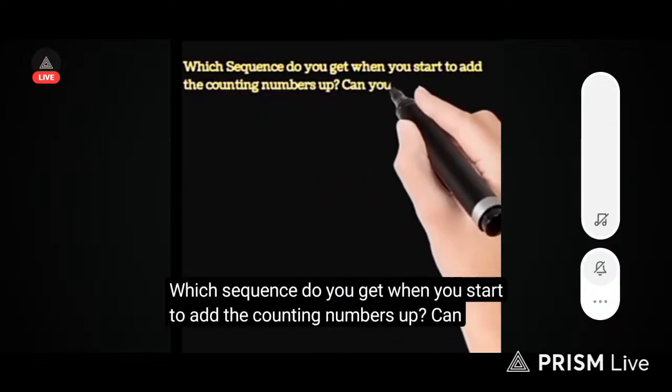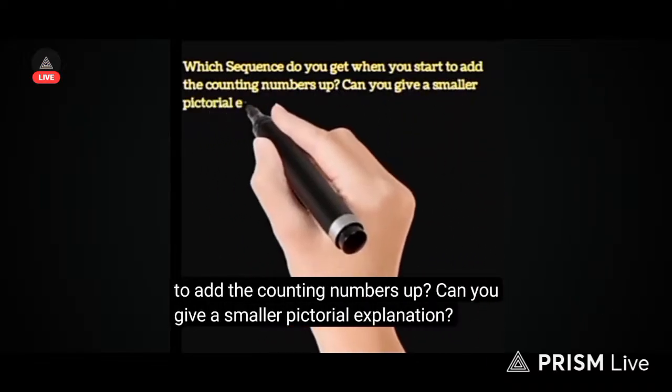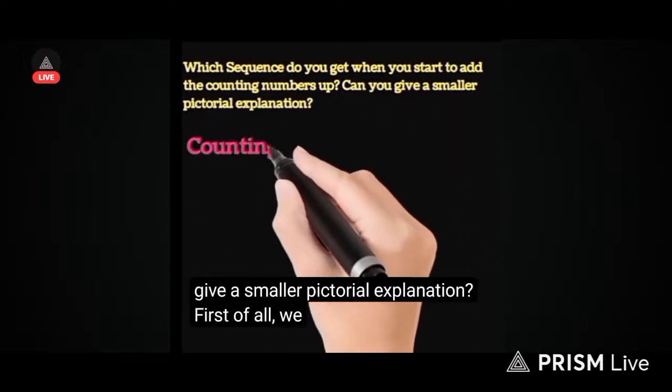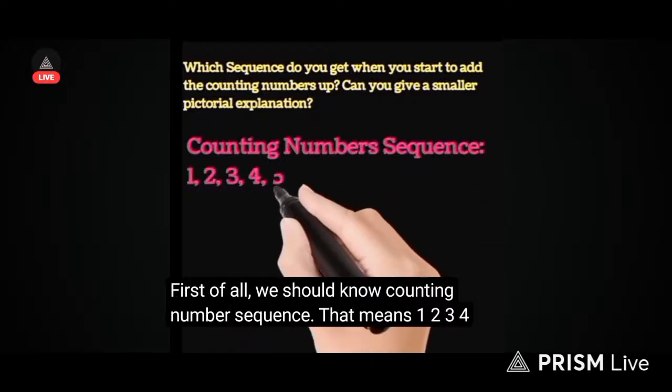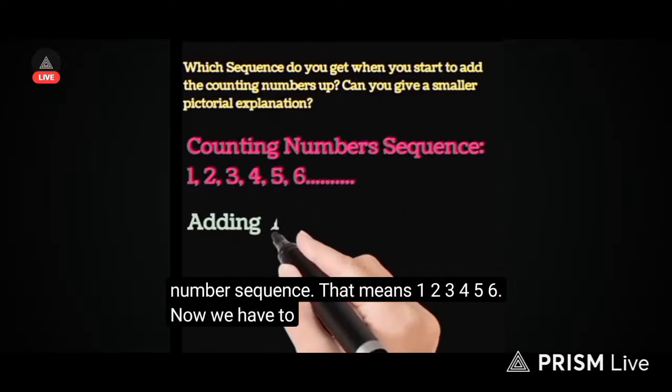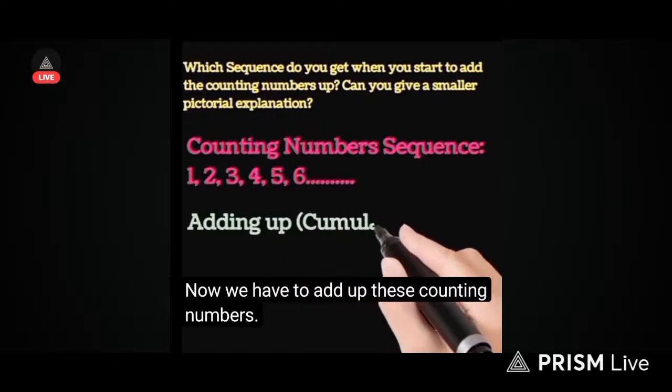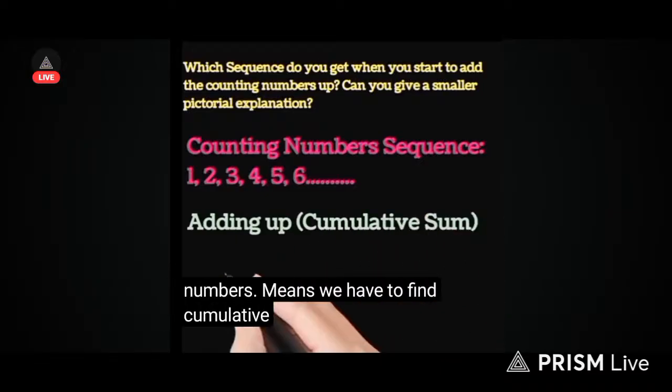Counting numbers up. Can you give a smaller pictorial explanation? First of all, we should know the counting number sequence. That means 1, 2, 3, 4, 5, 6. Now we have to add up these counting numbers, which means we have to find the cumulative sum.